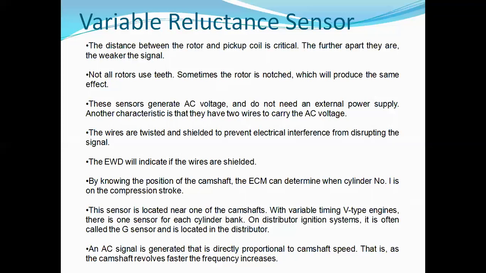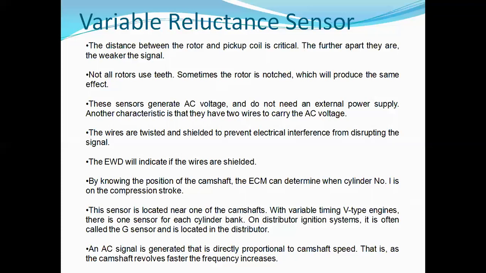It is a permanent fixation as per the design criteria, and these sensors generate AC voltage and do not need any external power supply to operate within the system. This is why it's twisted and shielded to prevent electrical interference from disrupting the signal. It will be fixed at a particular joint, so there will not be any fluctuations within the voltage levels.